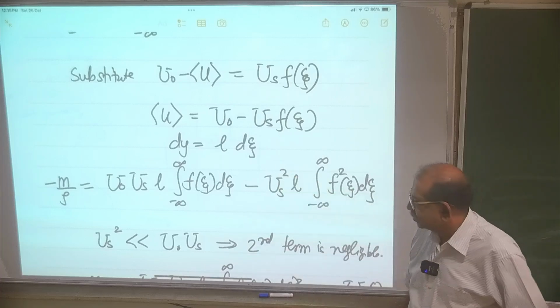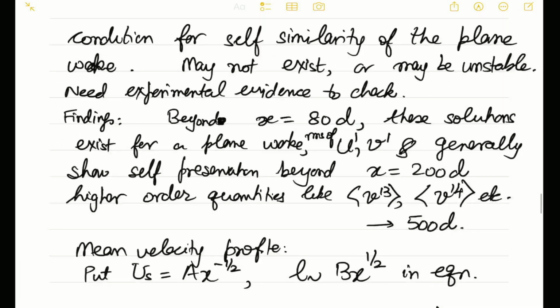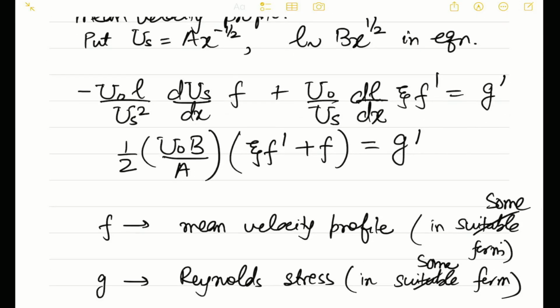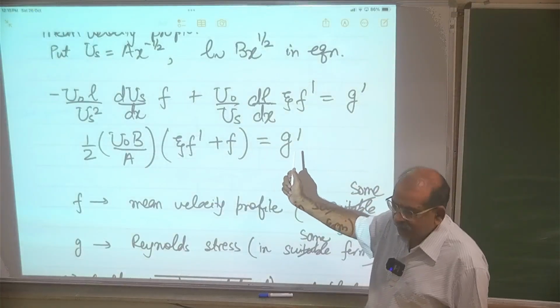jets also. Okay, so this is where we were, and when we put everything in the equation, we got this equation, and this is what I wrote today in the class.